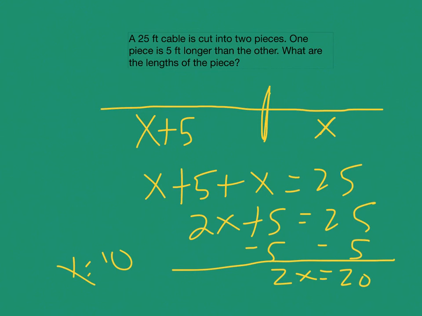So that means one piece of the cable is 10 feet and the other piece of the cable is 15 feet. And this is how I want you to work out the problems on your assignment. Okay, you need to write down pictures, equations, the work, the solution, everything. Just like this. Just don't write down 10 and 15. That's not what this assignment is about.